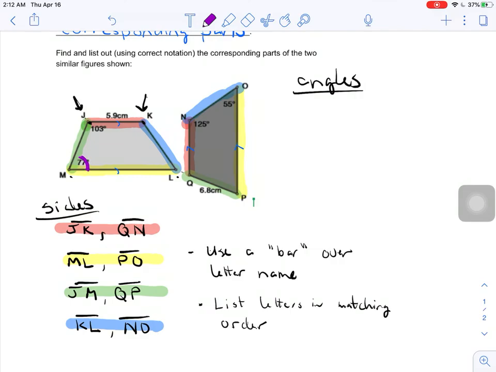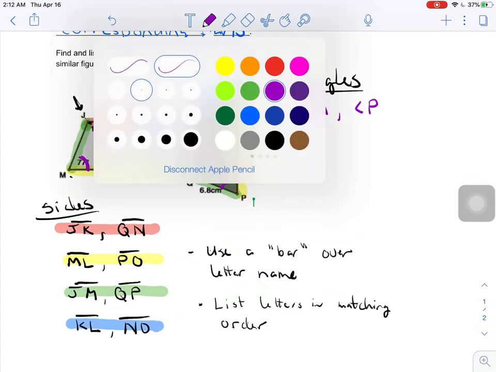So I could go through here and say, okay, I have an angle right here where the green side and the yellow side meet. So the matching angle on the other shape is going to be where those same two sides, the green side and the yellow side, meet. So that would be this angle. One way that we can name angles is by using the vertex point. So angle M. And remember, we also talked about an angle symbol. It looks like a tiny little angle drawn in front of it. That is an angle symbol you should use when you're talking about angle names. So angle M matches with angle P.